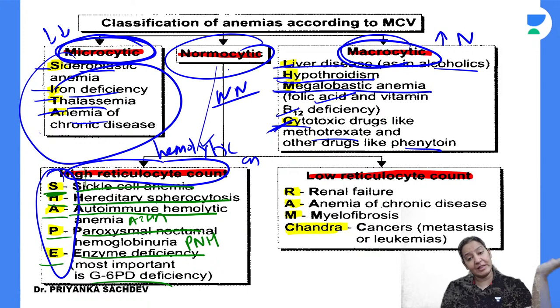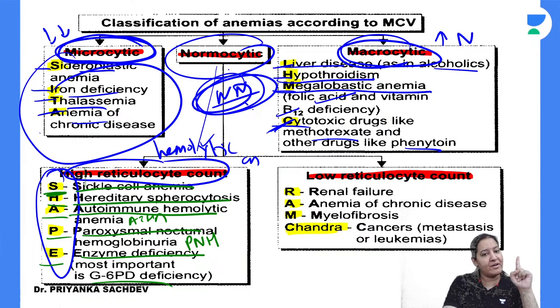Now, coming on the next, with low retic count, the anemia is still normocytic normochromic, but retic count is low. Retic count is not high. So it is not a hemolytic anemia, it is something else.